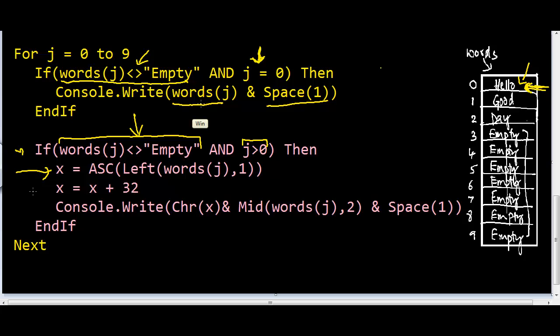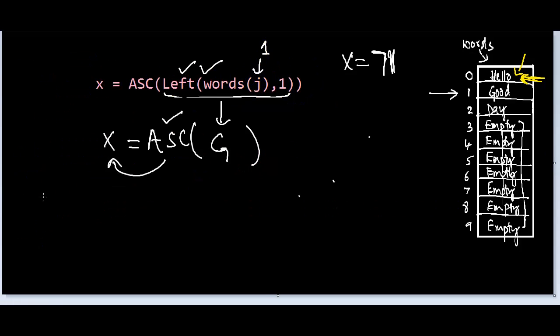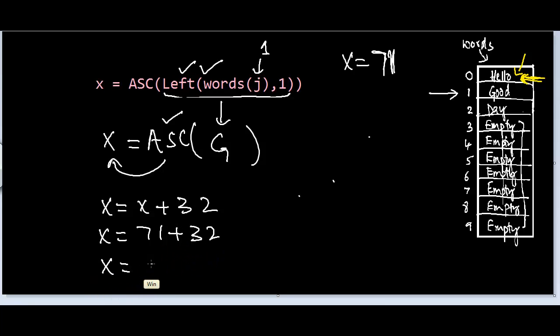Then after that, this is the instruction that gets executed: X equals X plus 32, which basically means X equals 71 plus 32. This means X will be equal to 103. So what's stored in X is 103, which is technically the ASCII code of lowercase g, right?